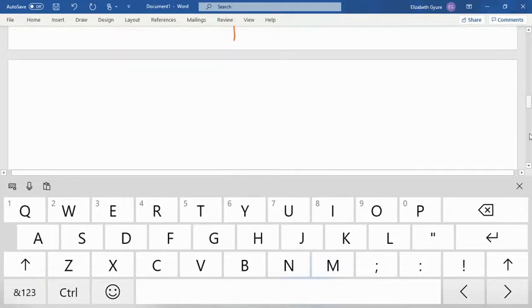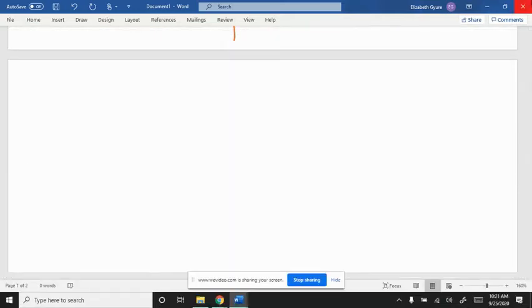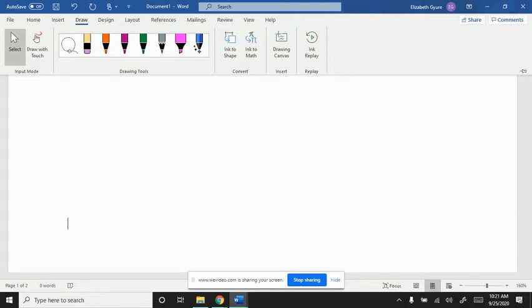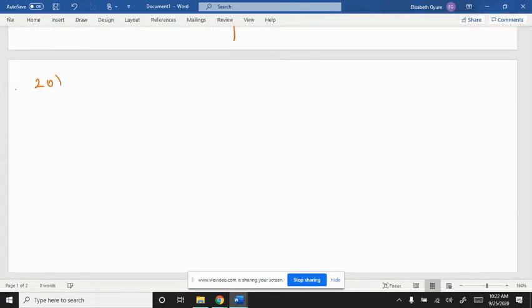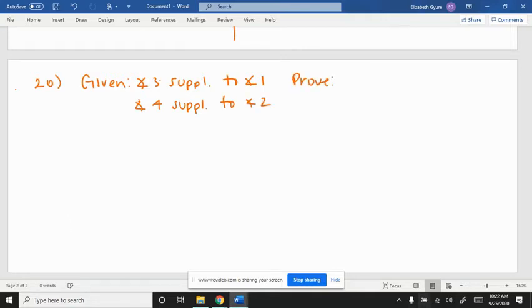Are we entering? We are. Excellent. Okay. I think someone requested number 20. Okay, so we are on page 64, number 20. We are given that angle 3 is supplementary to angle 1, and we are given that angle 4 is supplementary to angle 2. We want to prove that angle 3 is congruent to angle 4.